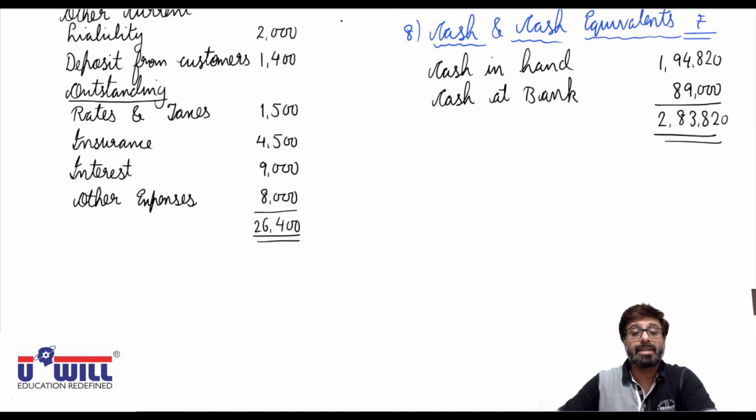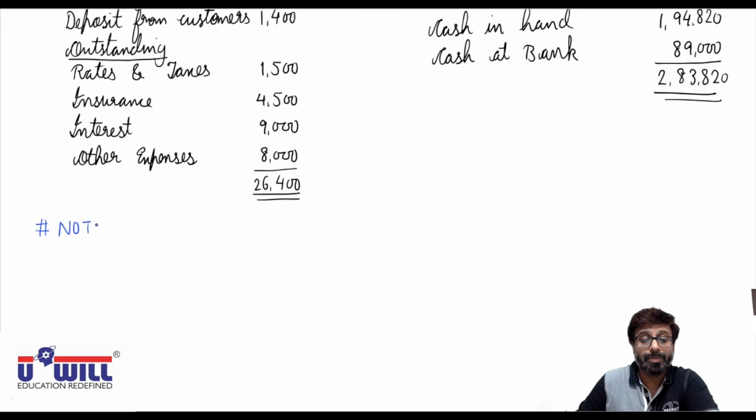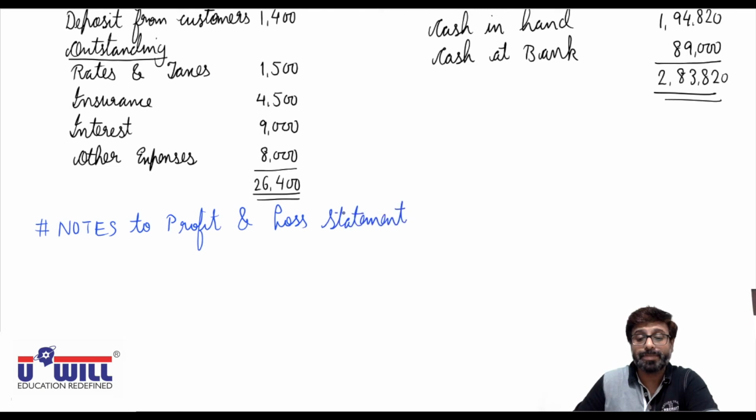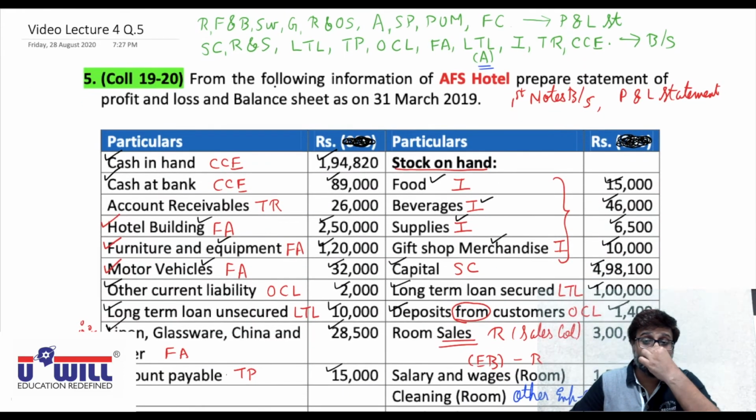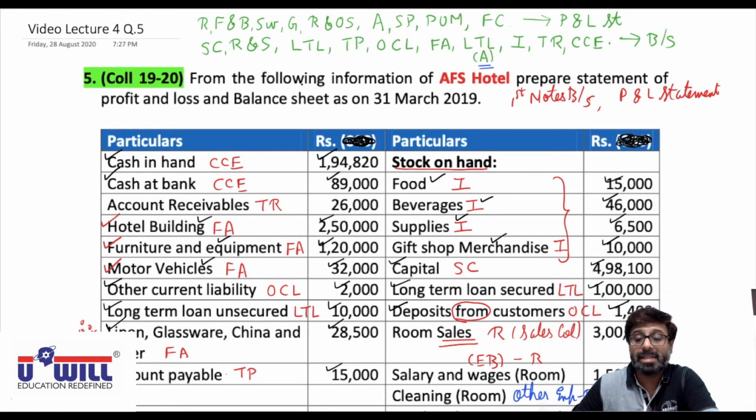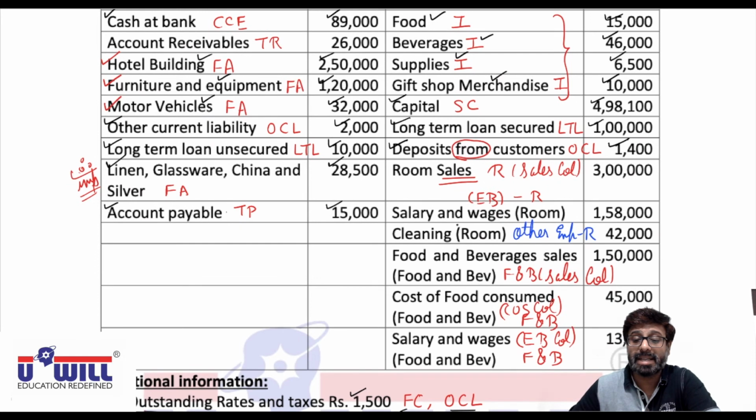So I hope everyone is clear with this. Now next, notes to profit and loss statement. As I said, first we will make notes to balance sheet, then we will make notes to profit and loss statement. I told you that we make notes only for other expenses, but you can see only one item of other expenses is there, that is cleaning of room 42,000, for which we need not make the notes separately. So no notes will come regarding profit and loss statement.